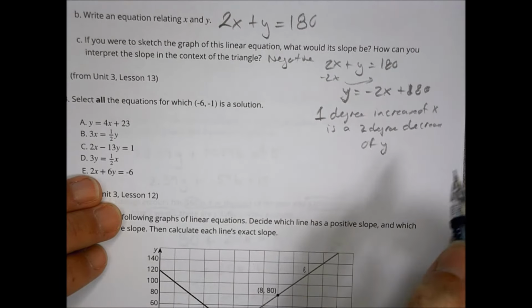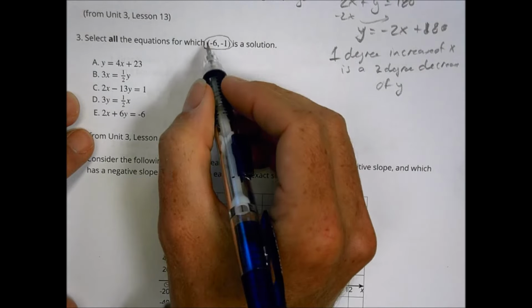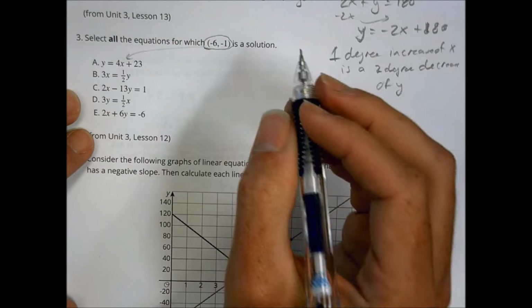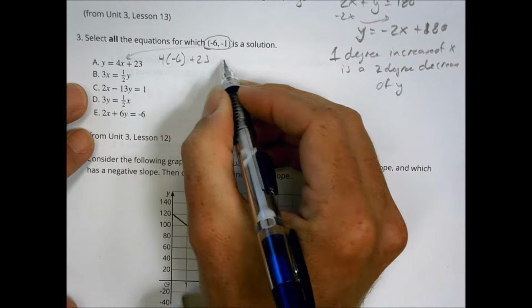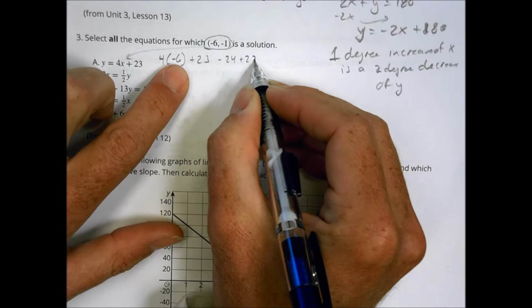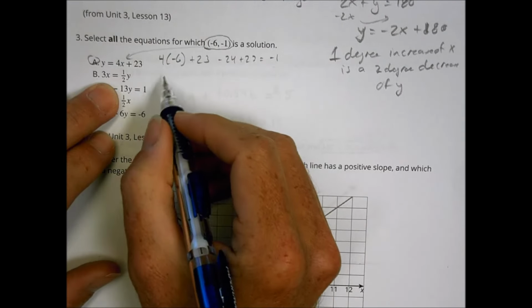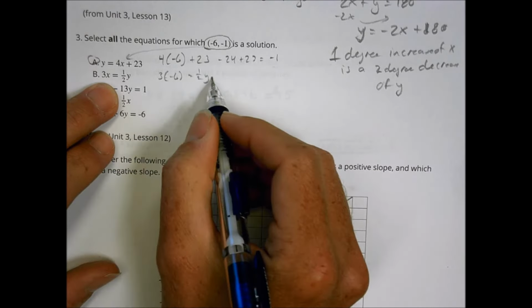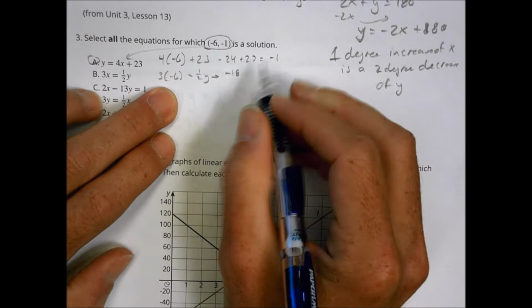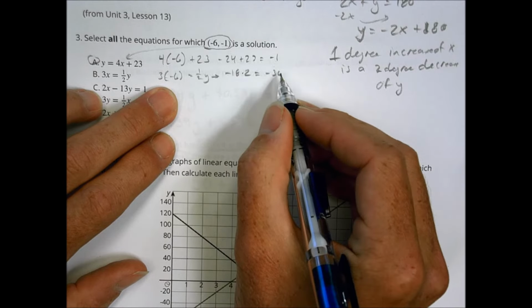All right, moving on. Number 3. Select all the equations for which -6, -1 is a solution, which means I need to plug that number into each one of those there to see if it works. So we have 4 times -6 plus 23. That becomes -24 plus 23, which becomes equal to -1. Does it work? Yes, it does. Next one, B. We're going to do 3 times -6 equals 1/2 y. 3 times -6 is -18. We're going to multiply by the reciprocal, which instead of a half is a 2. That's going to equal -36. Does that match that? Nope, it's not there.